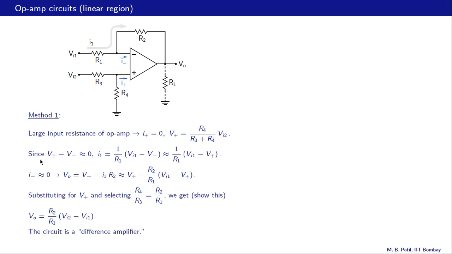So this was our method 1, and what did we do in this method? We used the golden rules, that is the op amp input currents are 0 and V plus and V minus are nearly equal when the op amp operates in the linear region. There is another method to arrive at this same result, and let us look at that now.